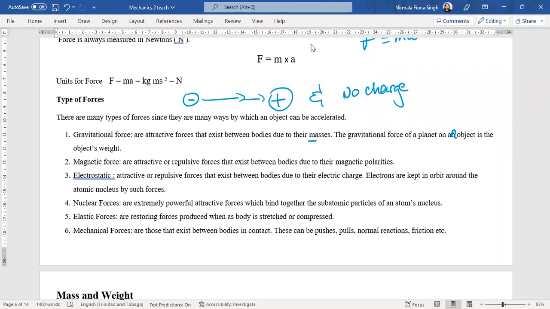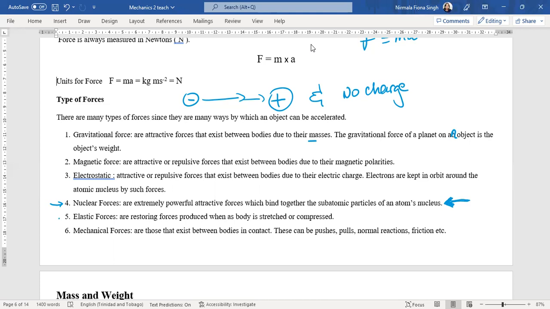Moving on. Four, nuclear forces. These are extremely powerful attractive forces which bind together the subatomic particles of the atom's nucleus. Of almost all the forces that exist, if you compare them, nuclear forces have to be about the strongest. Even though it acts within an atom, if you were to compare it size by size, nuclear forces are one of the strongest forces that exist.